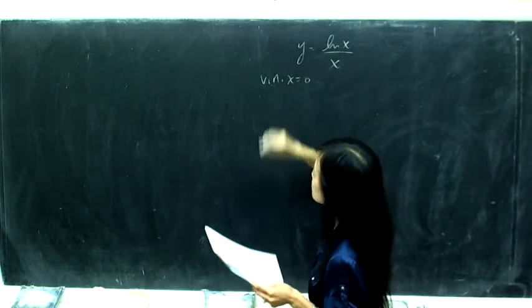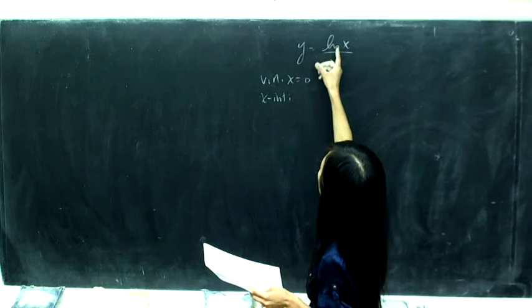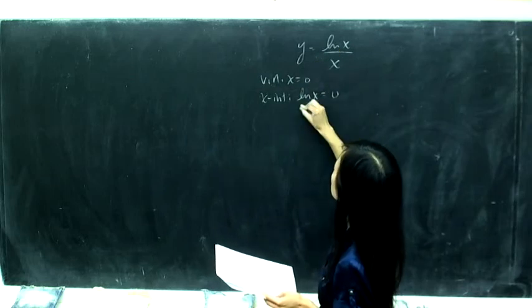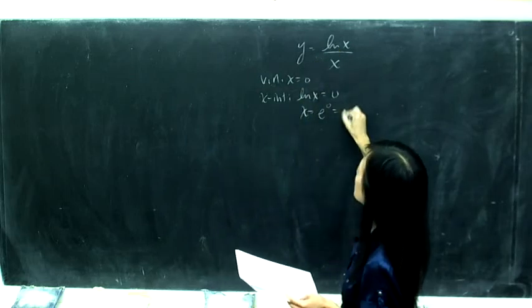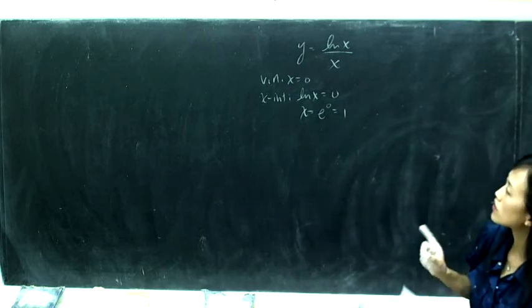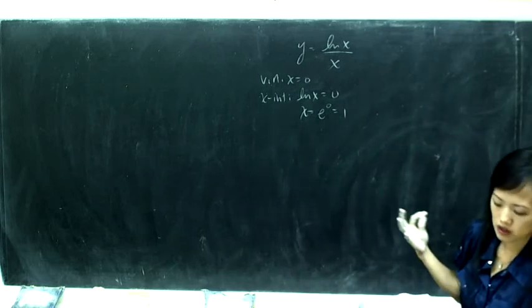You can also see that there is an x-intercept. What makes the numerator 0? Well, it's when e to the 0 is 1, right? So I can see I have an x-intercept at 1. I've got a vertical asymptote at 0. The rest we're going to have to just figure out.